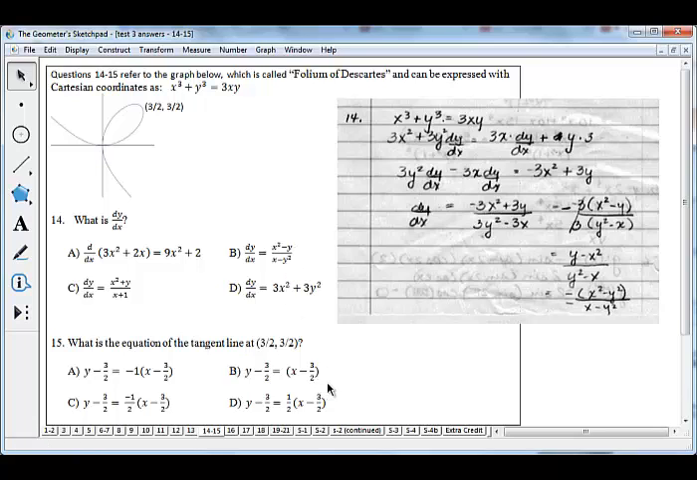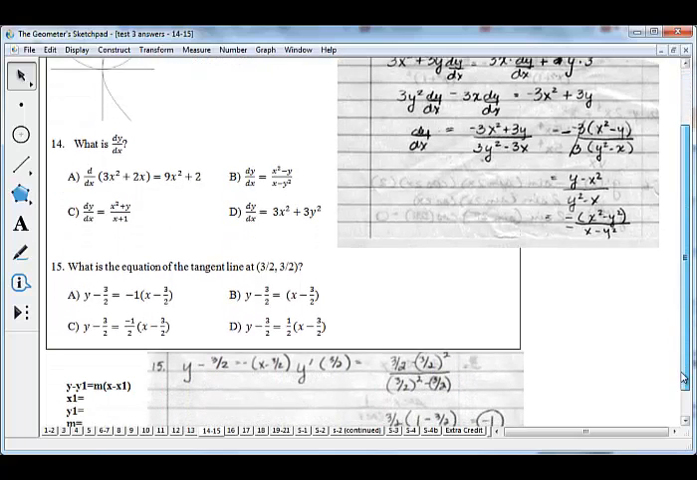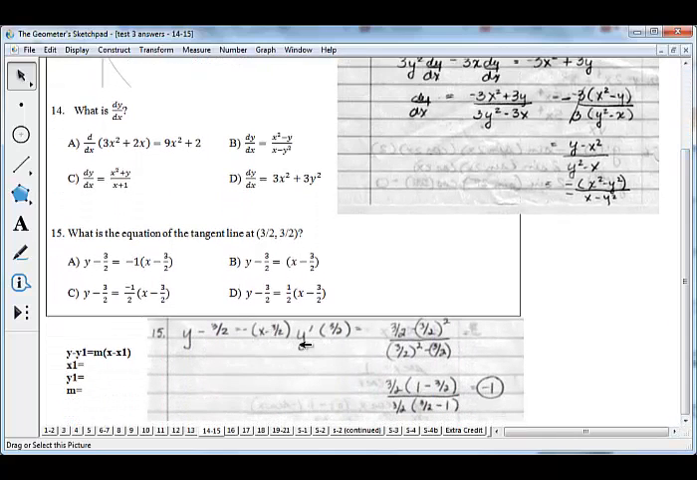Now, for number 15, what you want to do is, now that you have the derivative, you want to put in 3 halves comma 3 halves to get the equation of the tangent line. So when you put in 3 halves, you end up with a slope of -1.